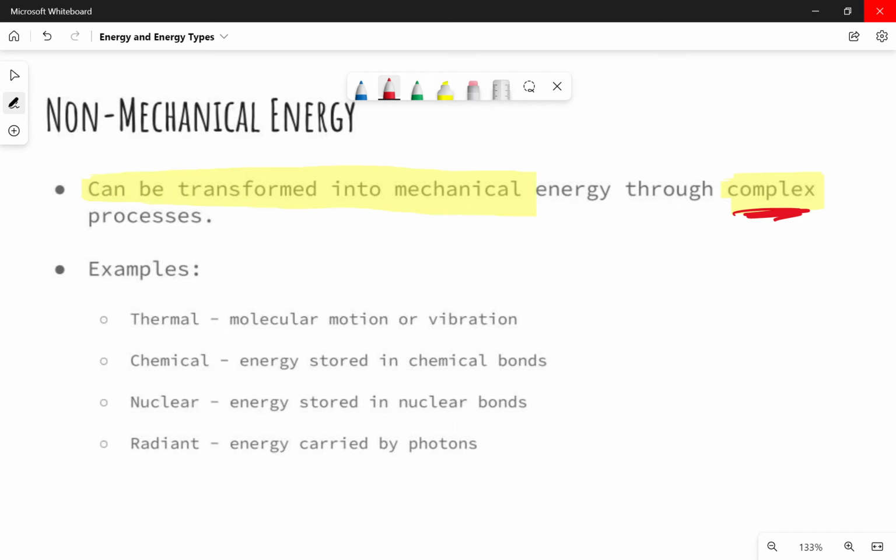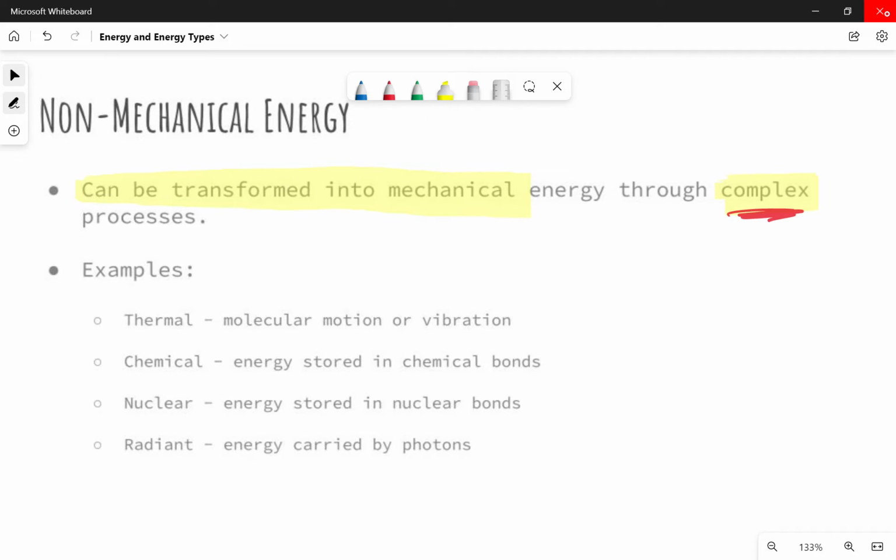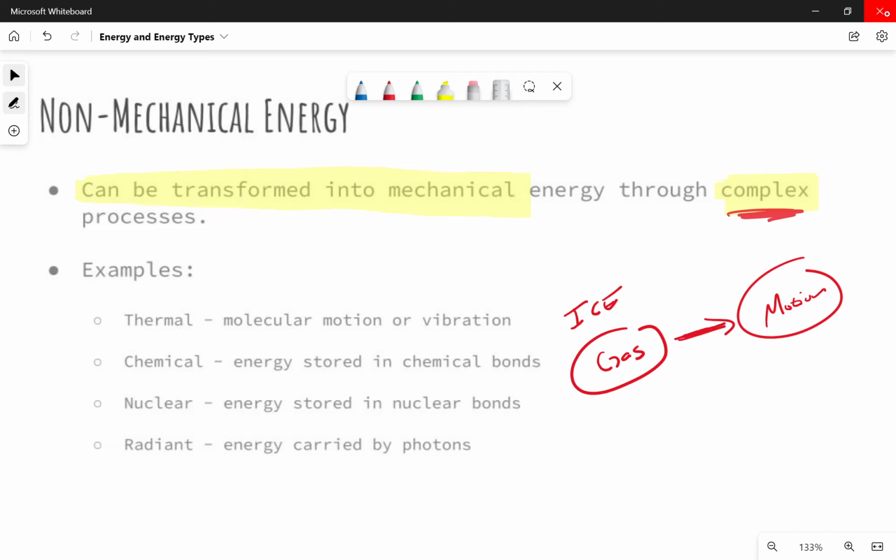And if you look at the examples I've given down here, I think that will kind of make sense. So you've got thermal, chemical, nuclear, and radiant energy. And I'll give you just a couple of quick examples. So like chemical, you could think of that as, for example, an internal combustion engine, an ICE, is going to take chemical energy stored in gas and it's going to turn it into the motion of the car. But in order to do that in between here, you need the internal combustion engine, right? Like you need a complex process, right?